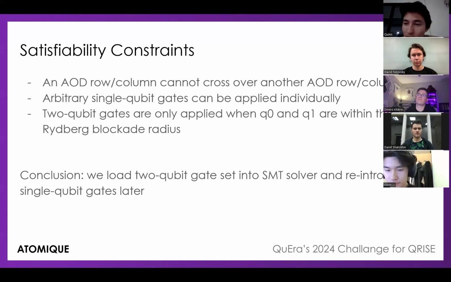2 qubit gates are only applied when the 2 qubits are within the Rydberg blockade radius, which can be found through certain Rabi and detuning pulse parameters. And so our main conclusion is that these constraints work well with logical constraints and can be seen in terms of a satisfiability problem. And we use the Z3 solver, as did the previous work, to solve and get an SMT solution. We also reintroduce single qubit gates down the pipeline, which can be done due to the second assumption or constraint on arbitrary single qubit gates.